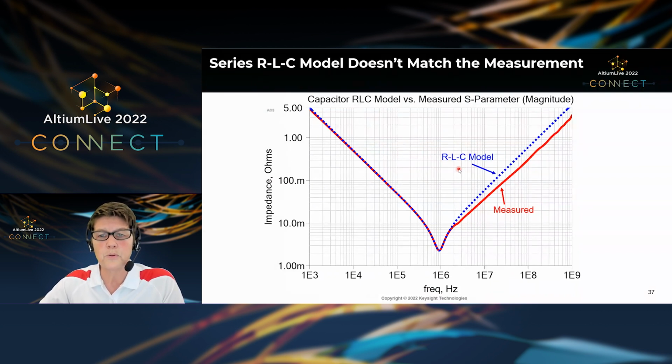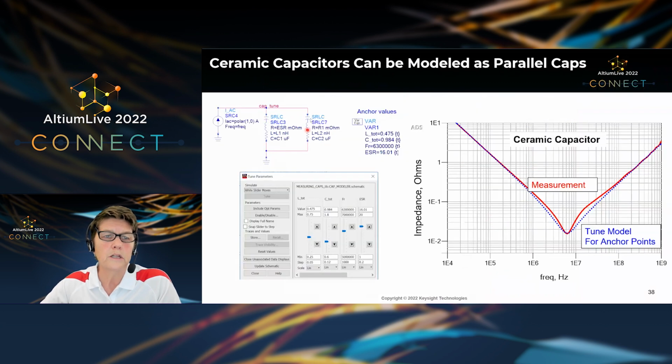If I just have an S parameter model, it's much harder to work with if I want to vary anything. But you can see here, this capacitor doesn't actually match a very simple RLC model. If I used an RLC model of this capacitor, I would be off on the inductance. So what do I do? Well, for a ceramic capacitor, I can come up with two parallel capacitors and look at those values and tune them.